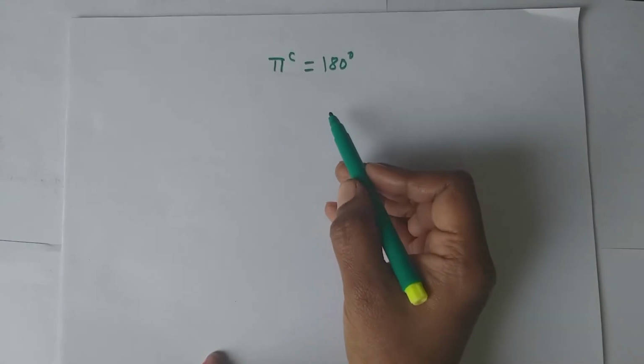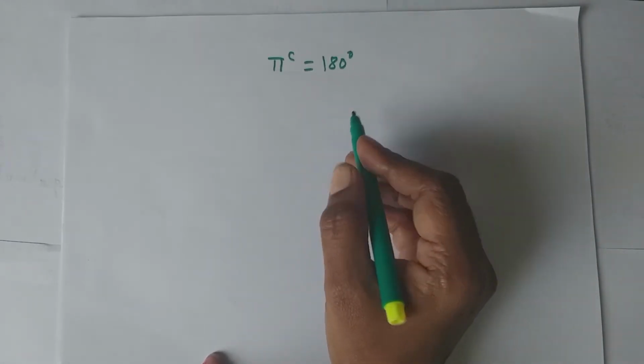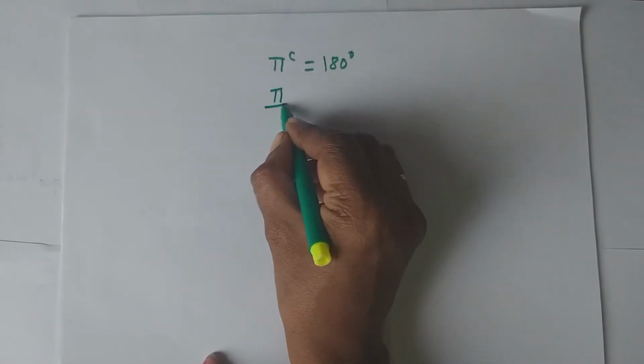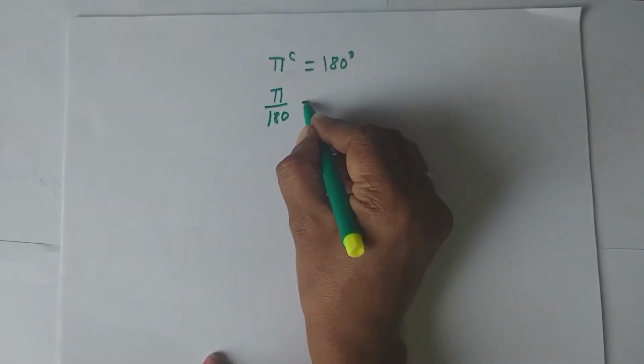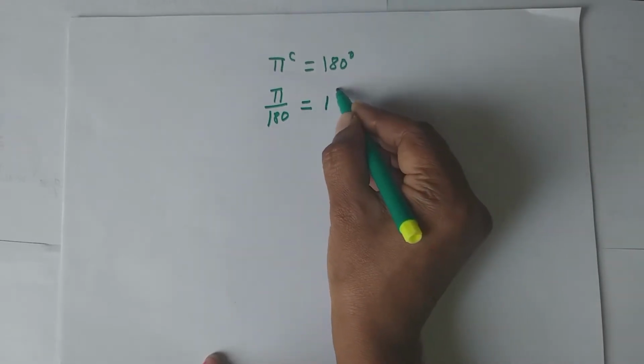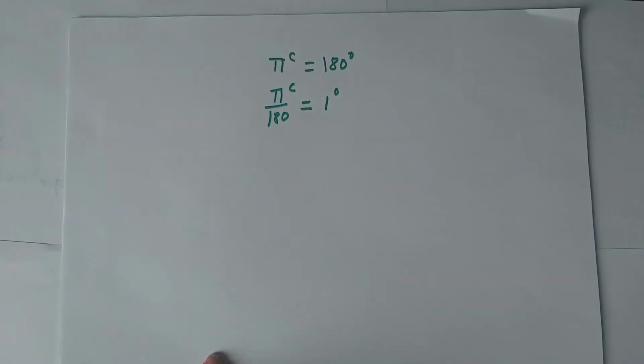Now we will simplify this. Divide this equation throughout by 180 degrees. If I divide throughout by 180 degrees, then I will get here pi divided by 180, and here 180 divided by 180, that is 1. Means 1 degree is equivalent to pi divided by 180 radians.